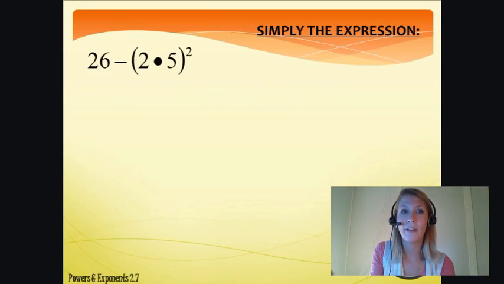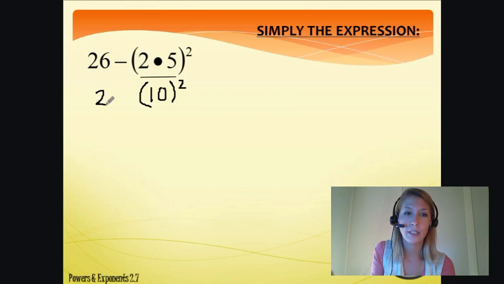Now we're going to simplify this expression that has an exponent. We're going to need to use the order of operations. And since the order of operations states that we're going to solve for parentheses first, we are going to simplify 2 times 5, which equals 10. I'm going to drop down the rest of my expression, 26, and my operation of subtraction.